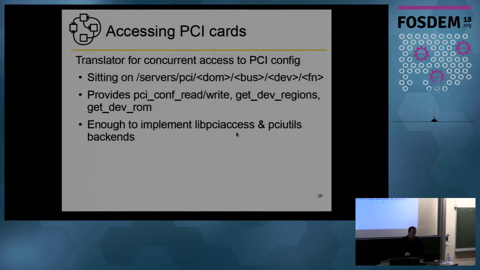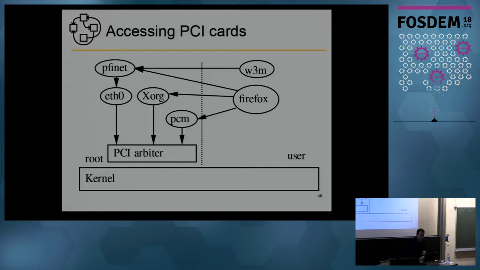That way, anything that uses libpciaccess, for instance Xorg and things like this, just transparently accesses the PCI arbiter, and they can run concurrently. So that's good. So we have the PCI arbiter, which lives in userland, which provides access to NetDDE for the network, and then Xorg, which is started, and then a RAMP daemon for sound, so PCM. For instance, my Firefox opens a network and emits to Xorg and plays the sound at the same time. And W3M just uses the network.